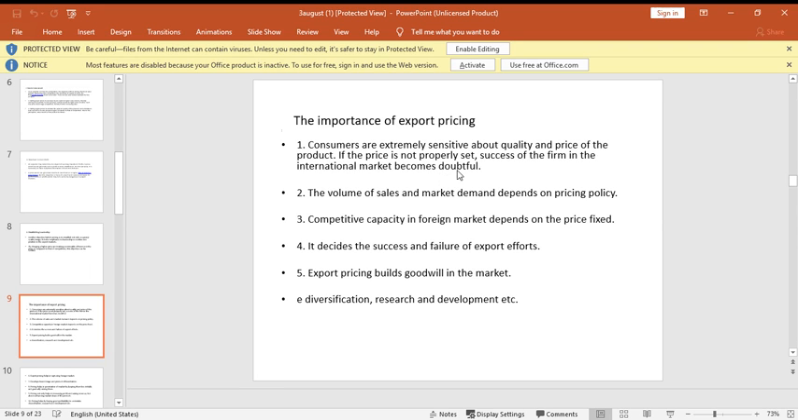Coming to the importance of export pricing: consumers are extremely sensitive about the quality and price of the product. If the price is not properly set, the success of the firm in the international market becomes doubtful. The volume of sales or market demand depends on pricing policy. Competitive capacity in the foreign market depends on the price fixed, and decides the success or failure of the export efforts. Export pricing builds goodwill in the market.